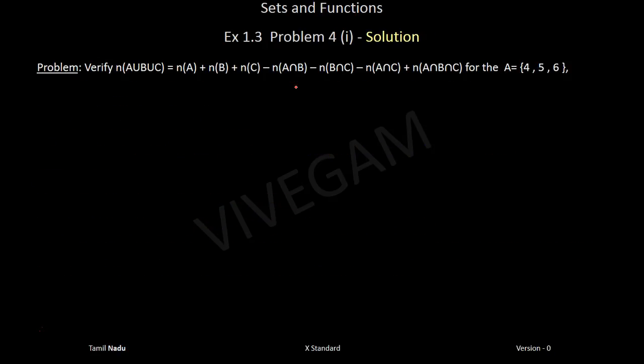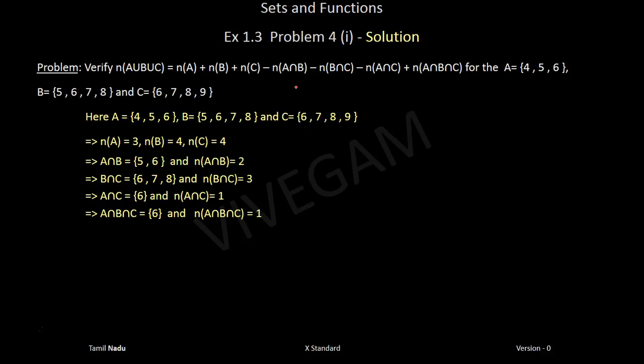Okay, the solution. So what's the first step? n of A, that is 3. How many elements are there? 3. n of B, oh sorry, 4 elements. n of C, 4 elements. Find A intersection B. What is the common element between A and B? 5 and 6 are common. So n of A intersection B is 2.